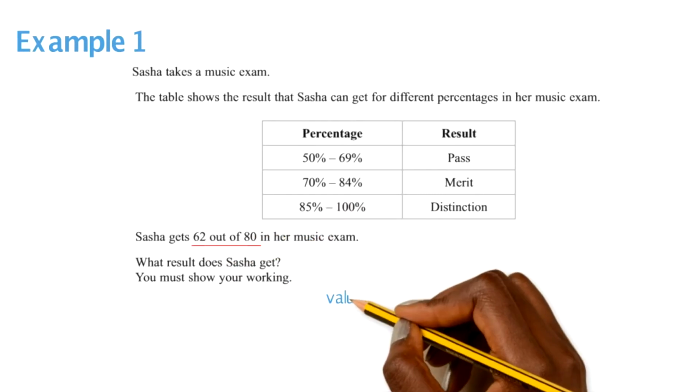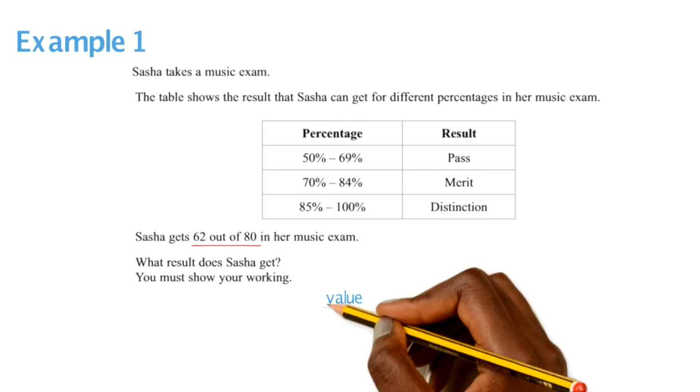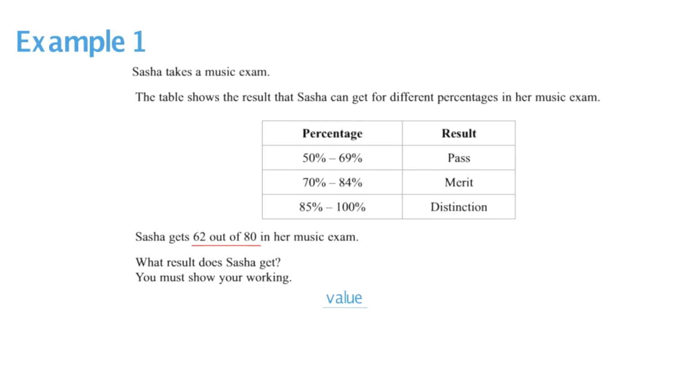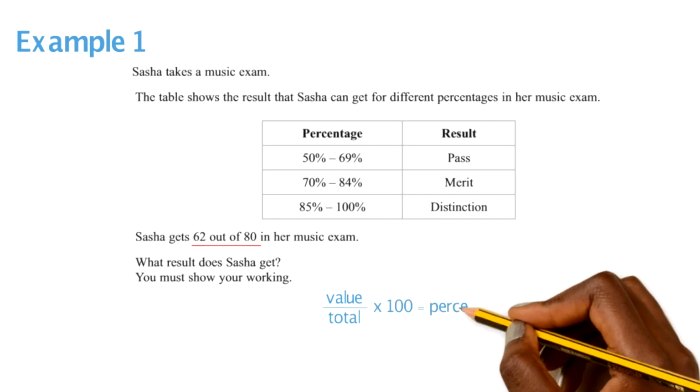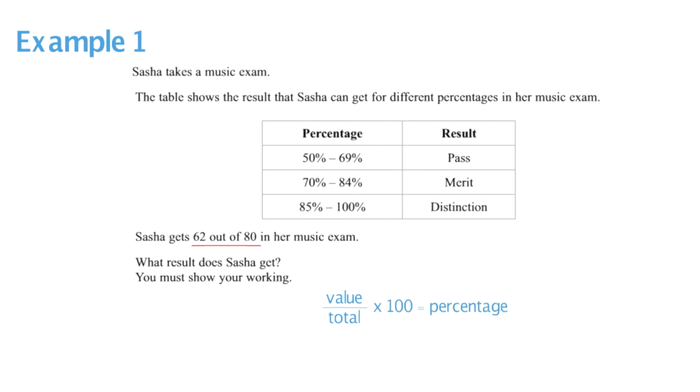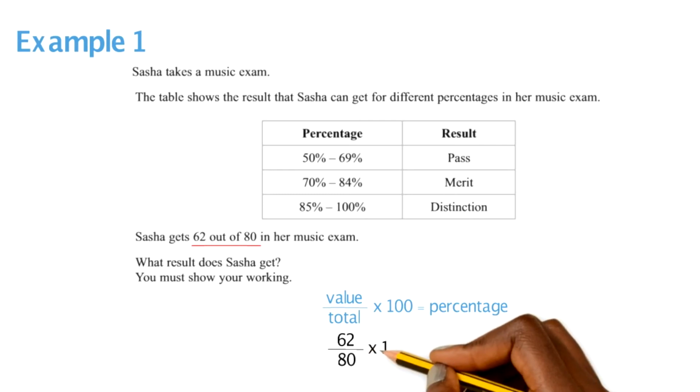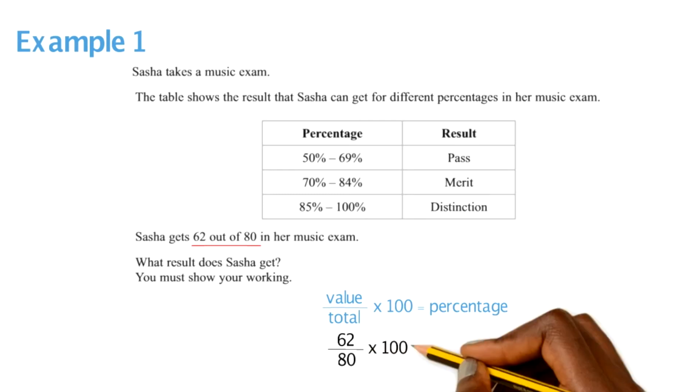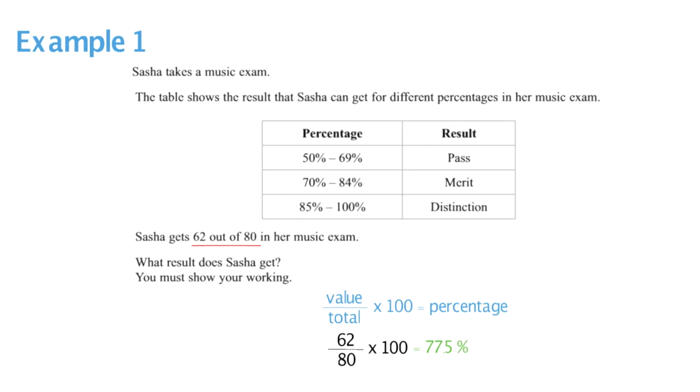So in order to do this, you do the value, which is 62, over the total marks that is possible gained, which is 80. And you multiply that by 100 to work out the percentage. So putting that into practice, it will be 62 divided by 80, times that by 100, and that should leave you with an answer of 77.5%, so you should get a merit.